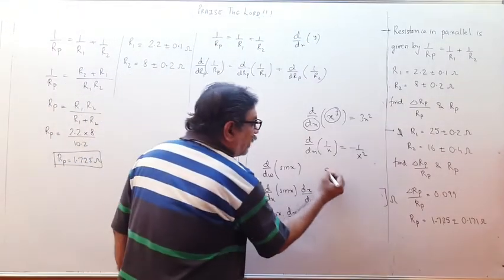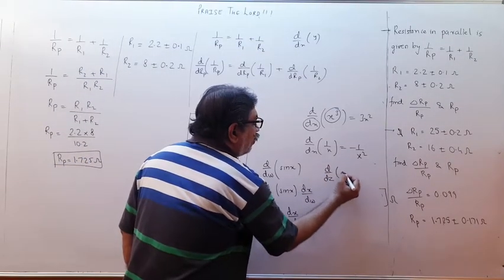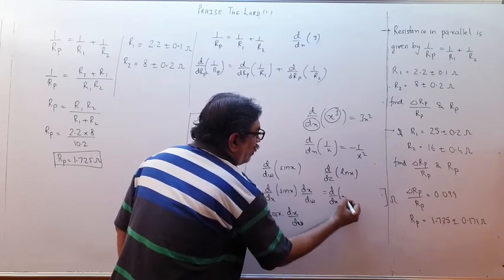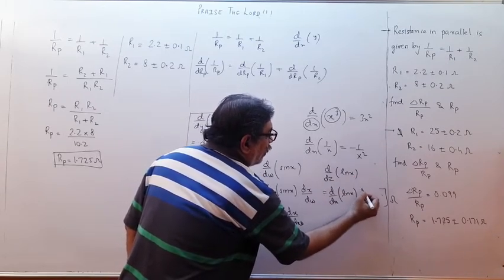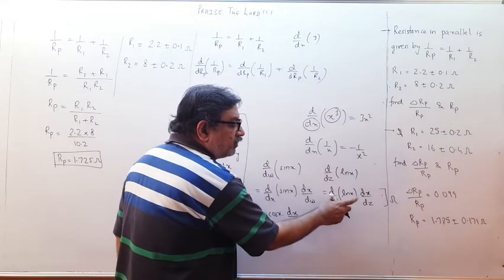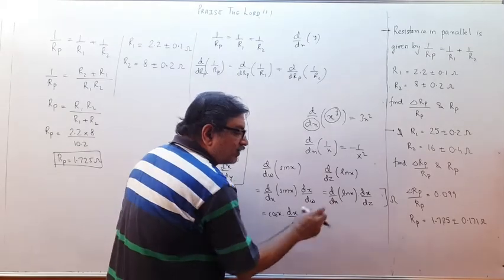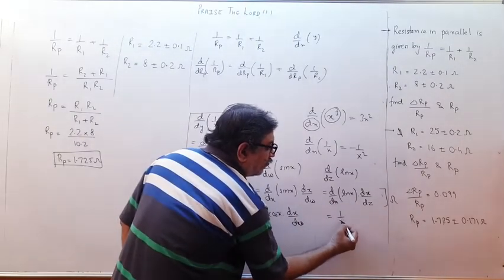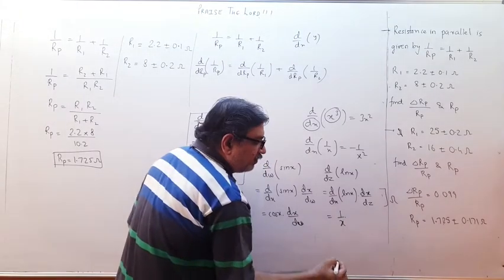If I have d by dz of log x, then I have to write d by dx of log x into dx upon dz. I multiply and divide by dx. Why dx? Because there is a function of x over here, so there should be dx over here. Then d by dx of log x, you know the formula, is 1 upon x. We have done it in the bridge course.